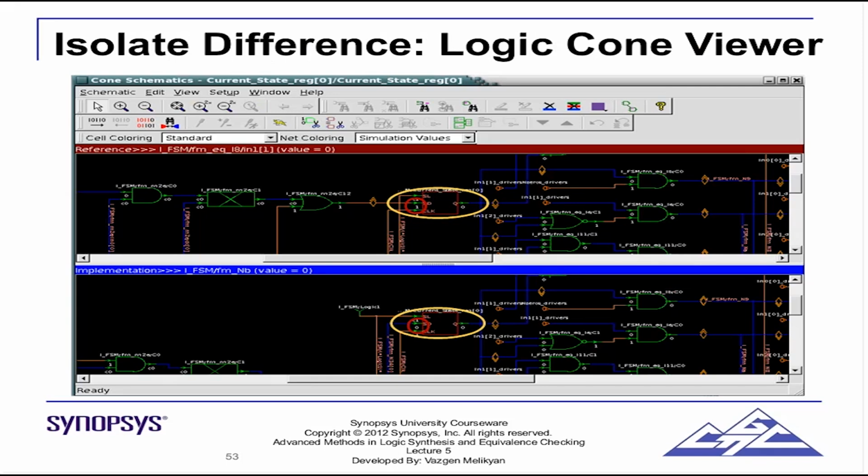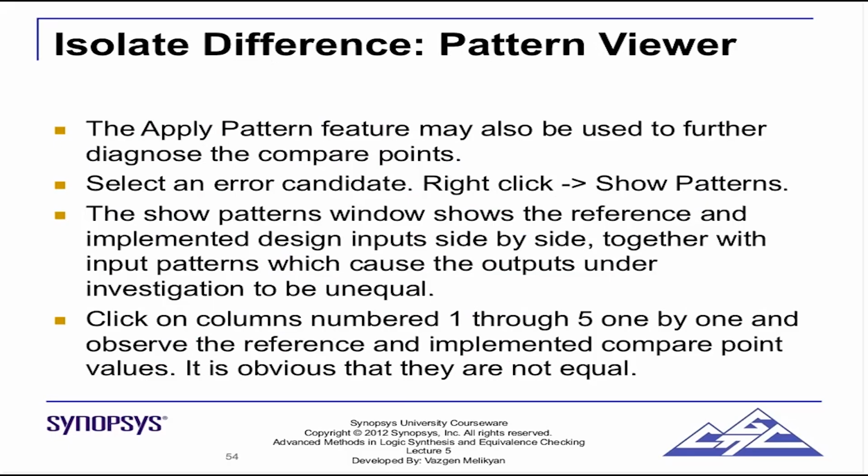As you see, debugging a logic cone is not an easy job. It is a big logic cone. It will tell you where the mismatch is. So it is telling me here that at the data pin, there is a mismatch. There is a 0 and there is a 1. The 0 and 1 come from a vector that Formality generates for you. So the pattern viewer, the apply pattern feature, is used to diagnose. You can right click and say show patterns. It will show you the reference and implementation design inputs side by side, together with input patterns which cause the outputs to be unequal. This is the vector that Formality generates to prove that the logic cones are not equivalent.